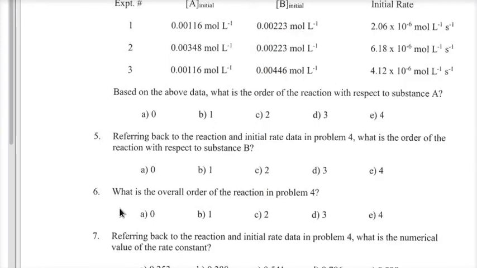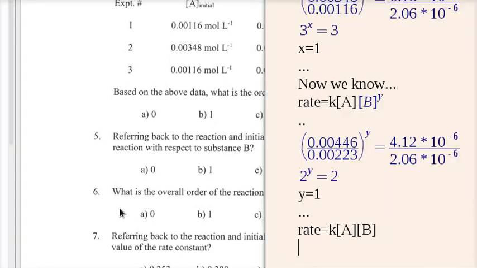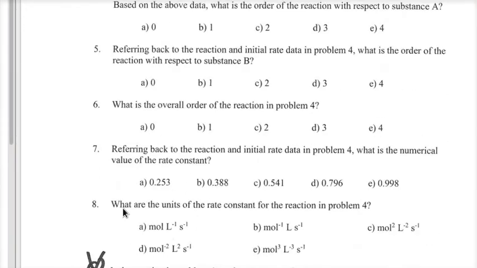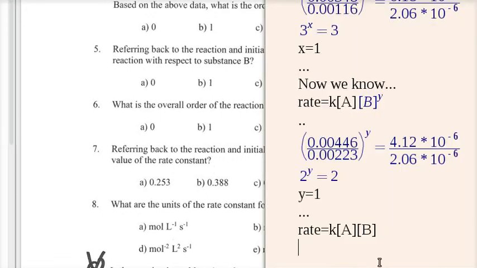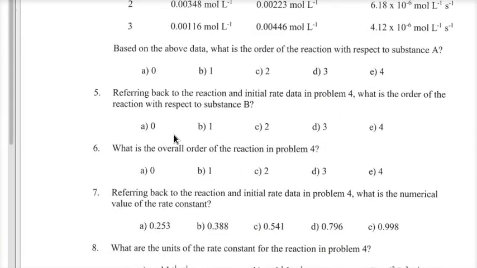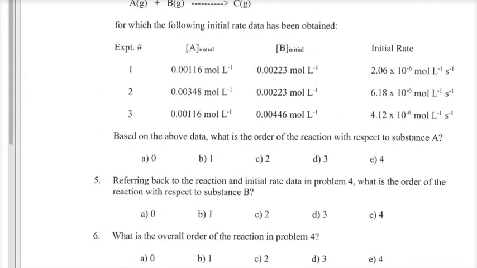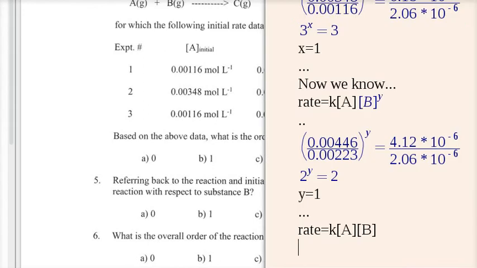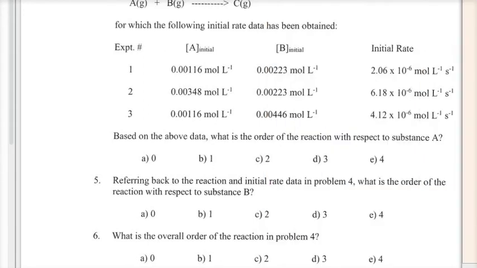So the next question says what is the overall order? You just add the 2 up and it gives you 2. Yep, overall order is 2. 1 plus 1. Okay. Referring back to the reaction rate of problem 4, what is the numerical value of the rate constant? So now we need to find the rate constant. Yep, and you just pick any one. Any of the reactions. So let's do the first one.